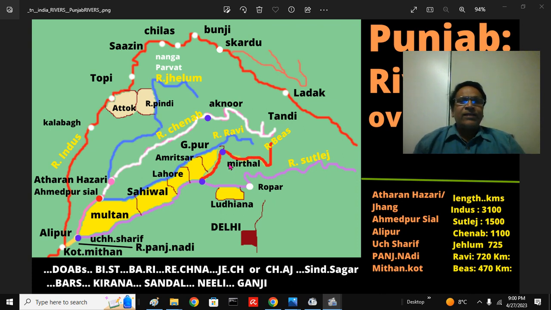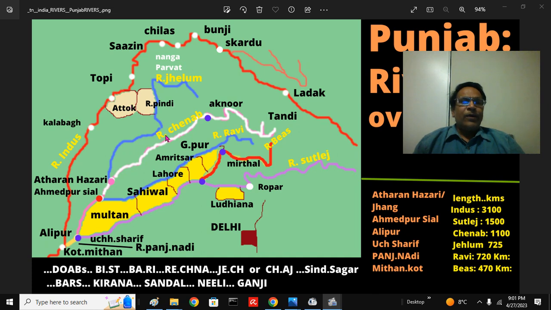The Beas river joins the Sutlej at a place called Harike Pattan, somewhere here, in the Amritsar area. Another important thing is the Potwar region, the Rawalpindi district and Attock district, which I have put here.